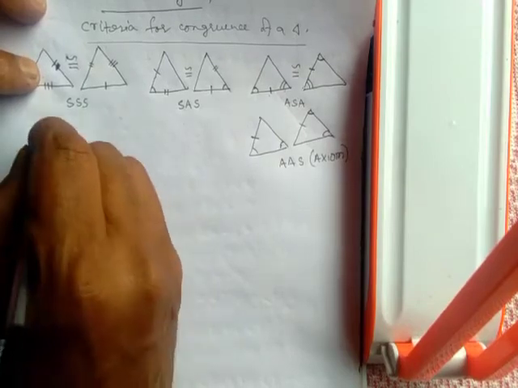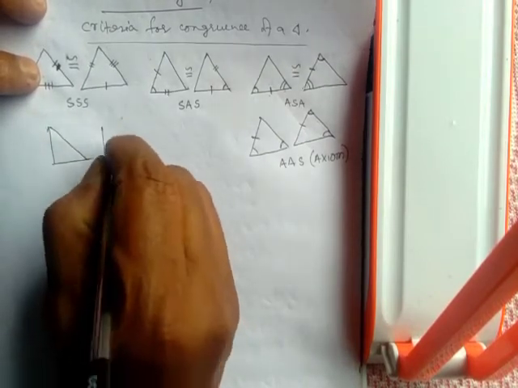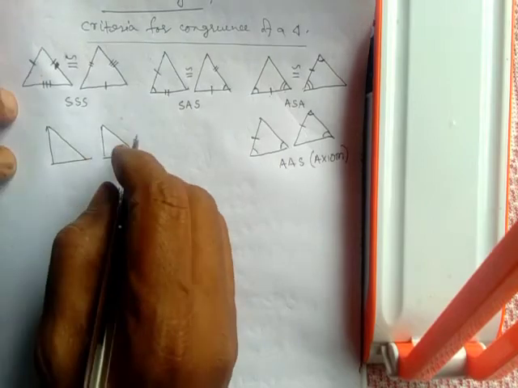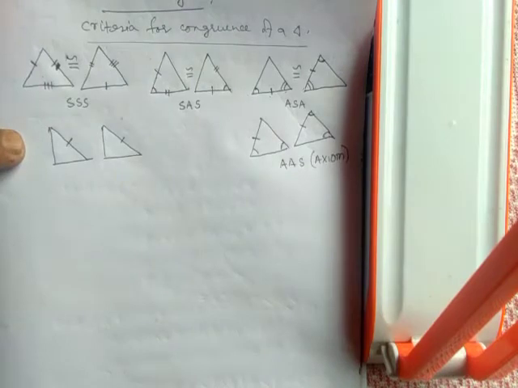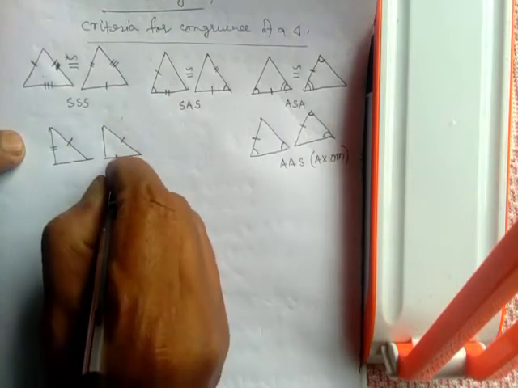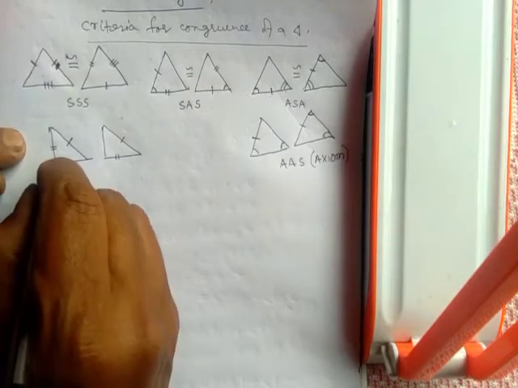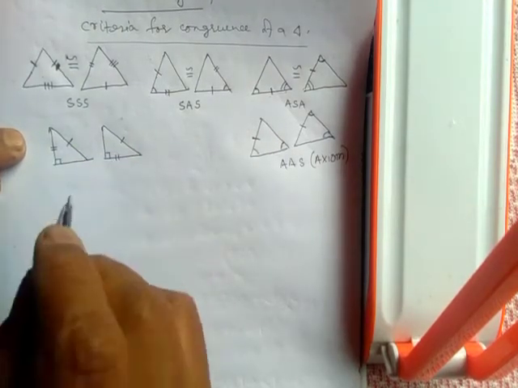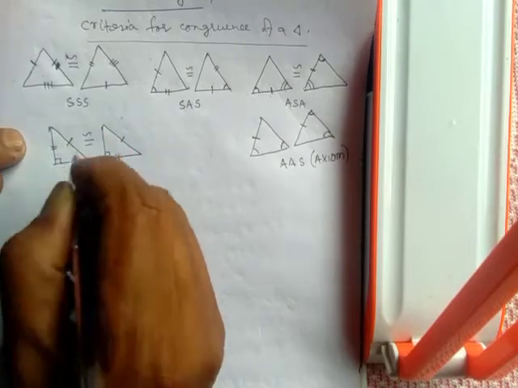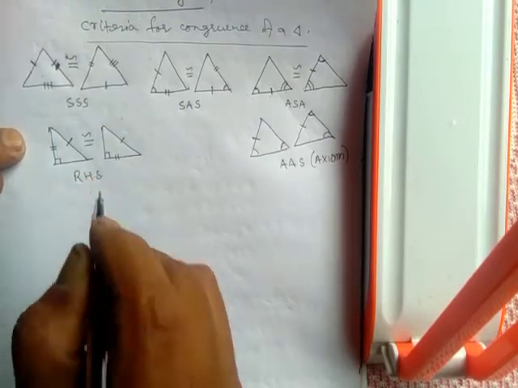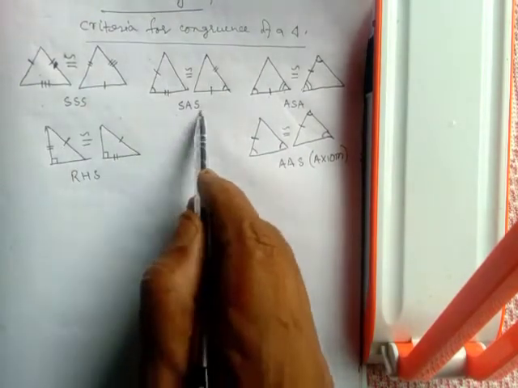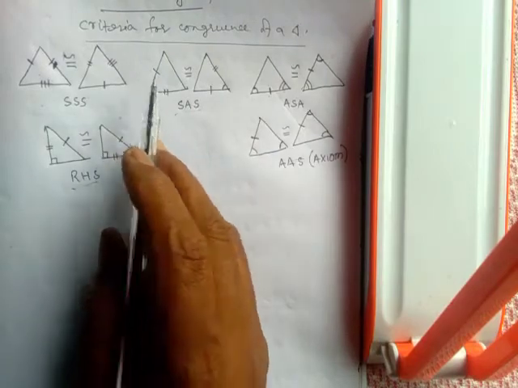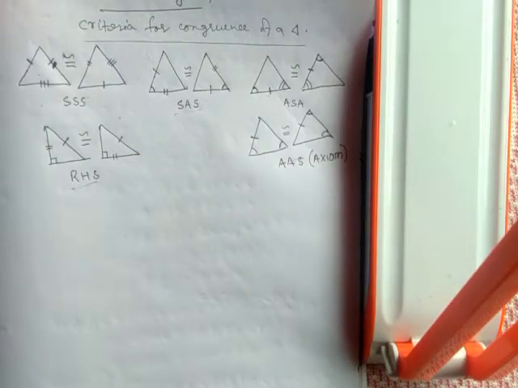Next, one more. See, this is a right angle triangle, and this is another right angle triangle. In these two right angle triangles, if the hypotenuse of this triangle is equal to the hypotenuse of this triangle, and a side of this triangle is equal to a side of this triangle, with one angle 90 degrees each, then these two triangles are congruent by right angle hypotenuse side. So these are 1, 2, 3, 4, 5. These are the 5 conditions under which triangles are congruent.